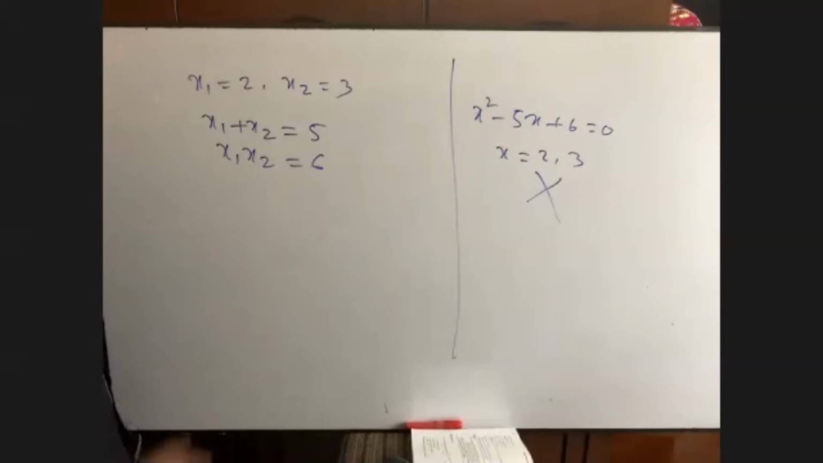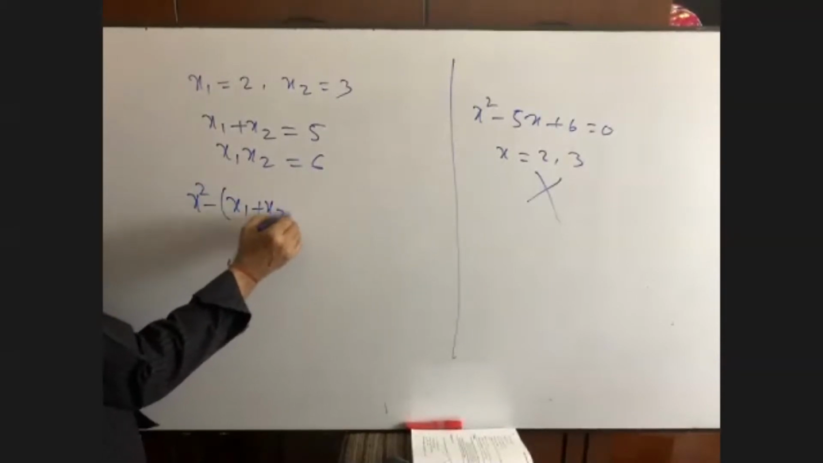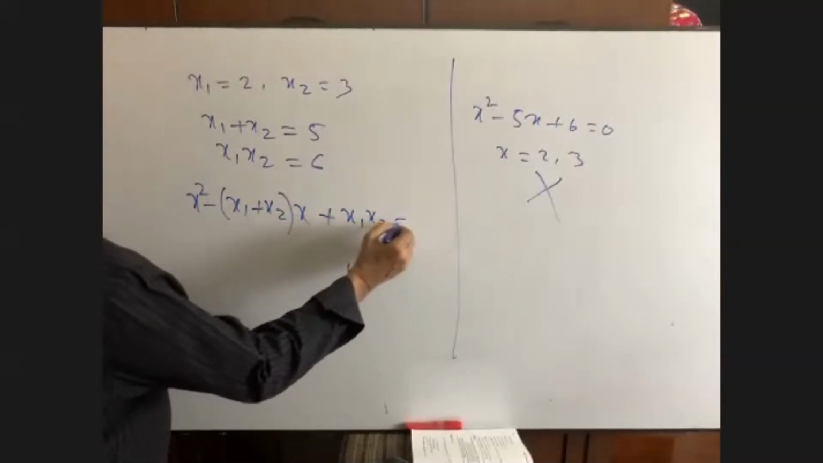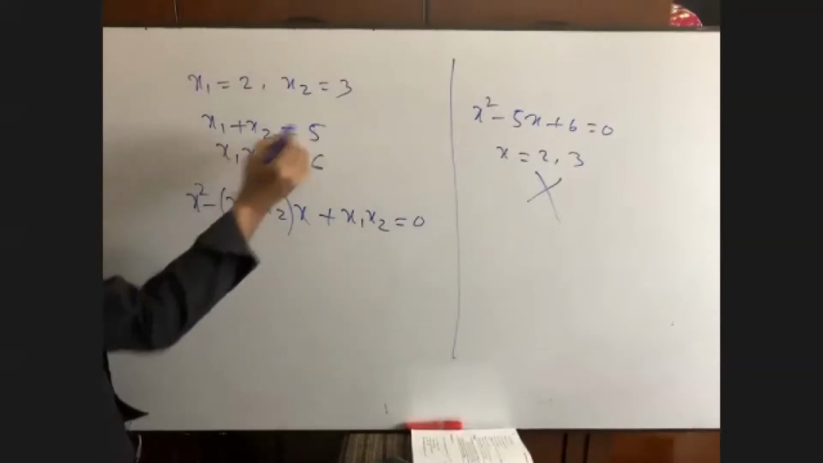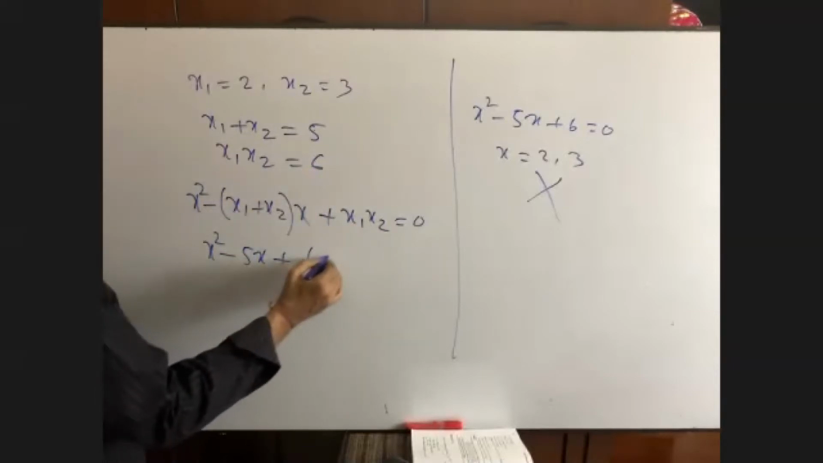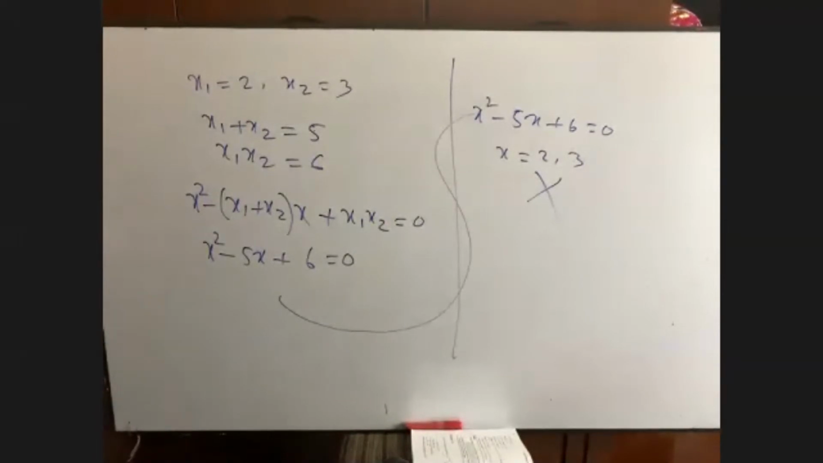So what is the formula? x square minus sum of the roots into x plus product of the roots. Now put the values. Sum of the roots equals 5. What is the product of the roots? 6. You see, we are getting the same. Have you got me? Very easy and interesting.